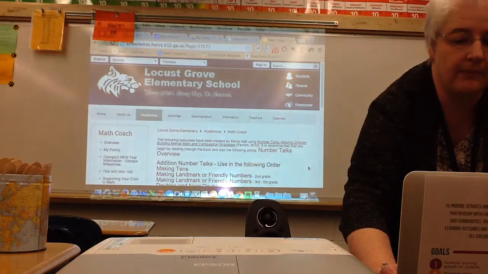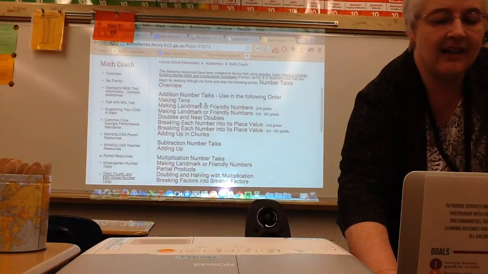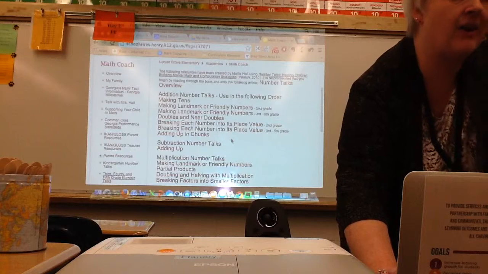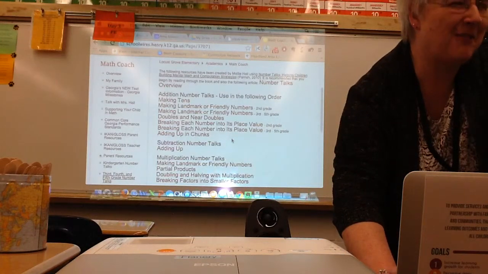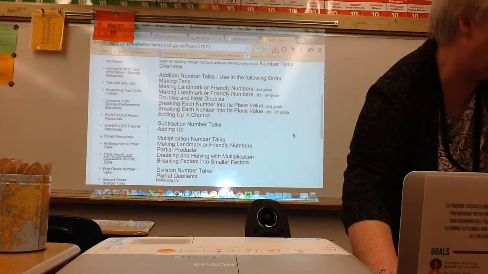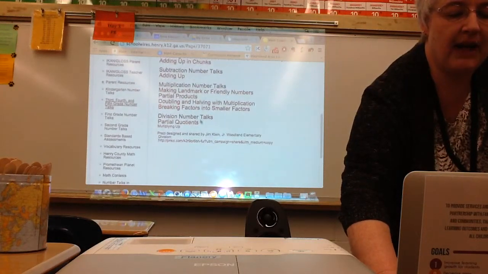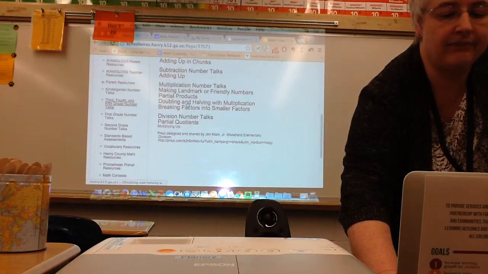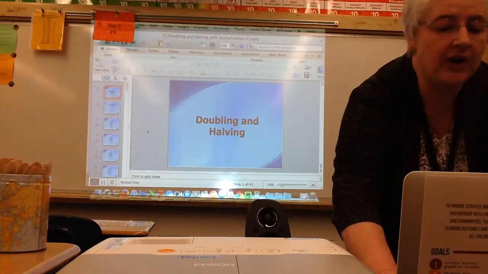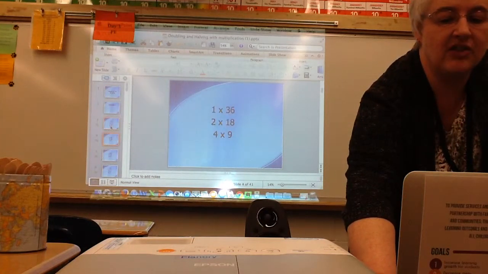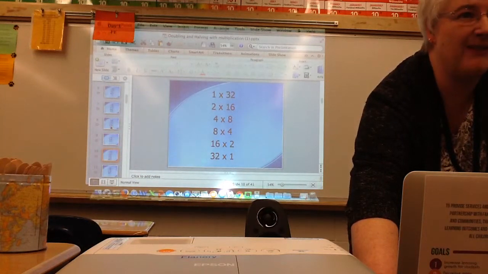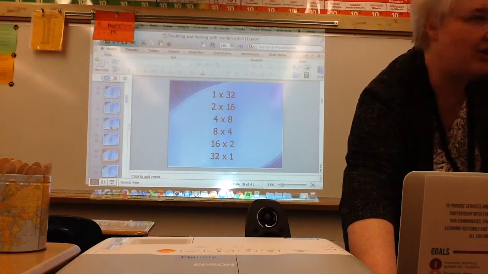Okay, that's what this site's going to look like. Take a look at this. Number talks used in the following order. Each one of these are PowerPoints that might have 40 or 50 slides in there to help you through. So would we agree that rational number work would be major work of the core? So adding, subtracting, multiplying, dividing, and let's just go to doubling and halving. Here comes a PowerPoint, we pull it up, and this particular PowerPoint has 41 slides, and look, here's my first ideas of problems coming on. So if I want to work on doubling and halving strategies, I've got problems that I don't have to worry about creating or duplicating. Works really well.